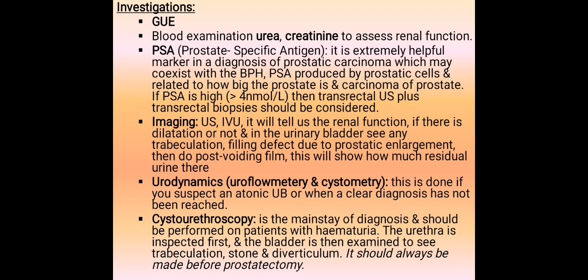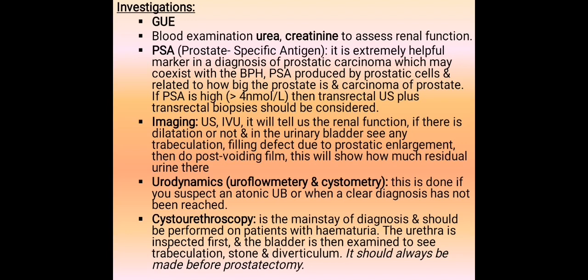Now, going to the investigation. How would you investigate a patient with suspected benign prostatic hyperplasia? First of all, urinalysis or general urine exam. In addition, blood examination, urea and creatinine can be performed. Prostate-specific antigen is examined. It is a blood marker, or serum prostate-specific antigen.